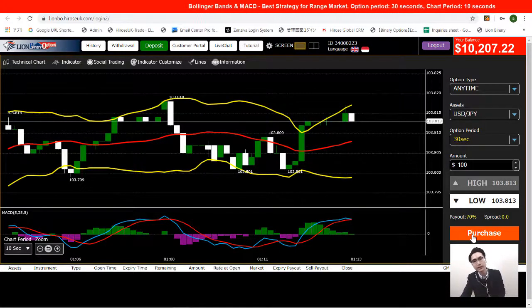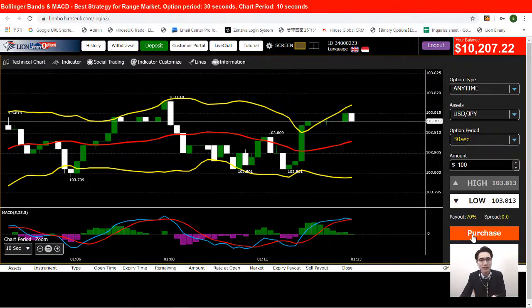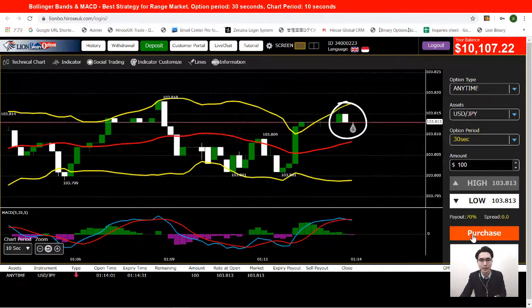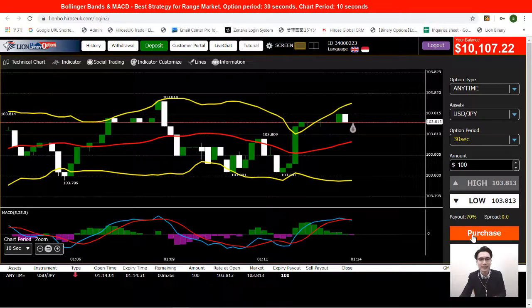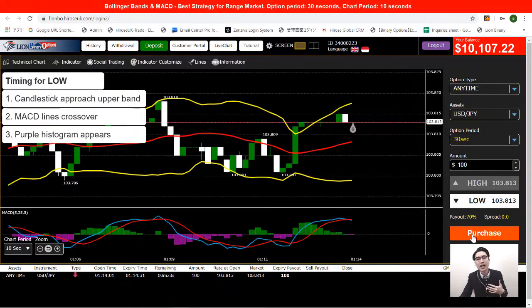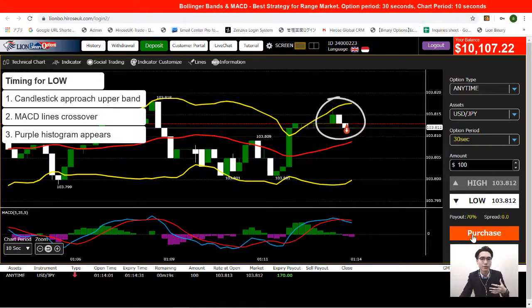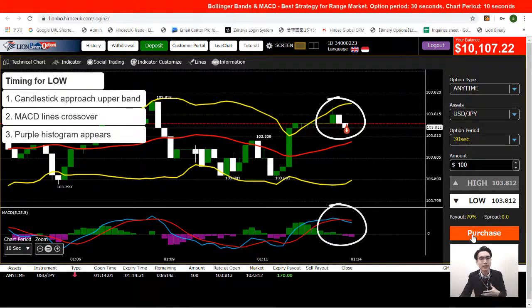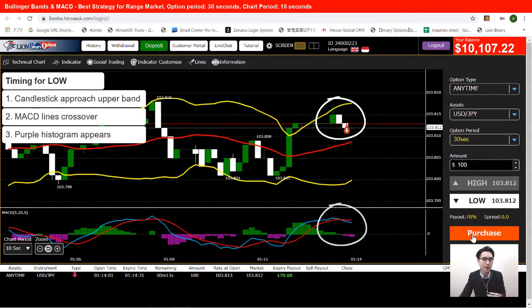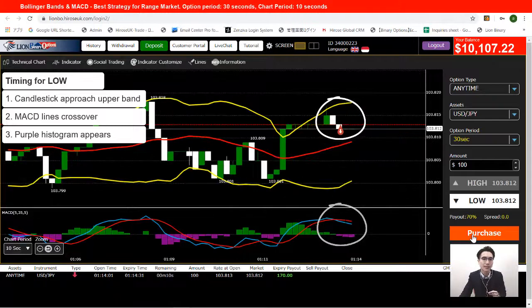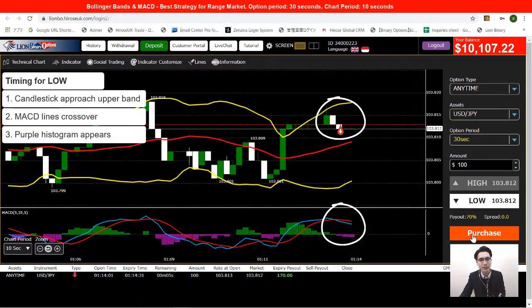After we identify a range market, we can use this strategy to trade. Now I will place a trade first, then we'll take a look at how it works. Okay, now I placed a low. First I'll be looking at the candlestick. You see the candlestick approached the upper band, and then I move on to the MACD. They cross over, and it gives me a purple histogram. Both of them are indicating that the price is going down. That's why I opened a trade there.